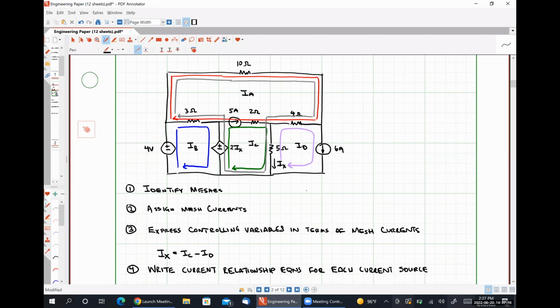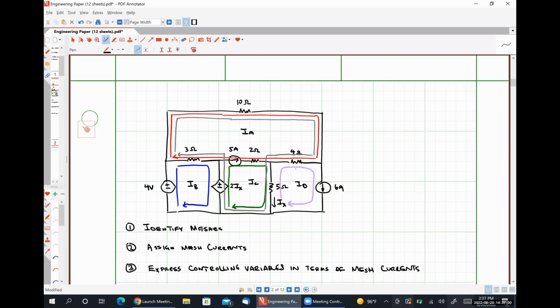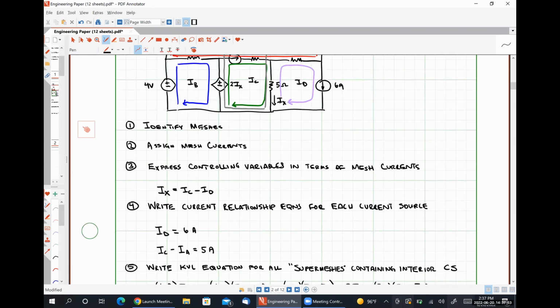When we start in the bottom left-hand corner, the first thing we see is the negative polarity terminal of the 4-volt source, so that's going to look like minus 4 volts. The next thing we see is the 3 ohm resistor. Since we're following mesh current IB, it gets the positive sign, so we have 3 ohms times IB minus IA. Then we see the positive polarity terminal of the dependent source, so we have plus 2IX.